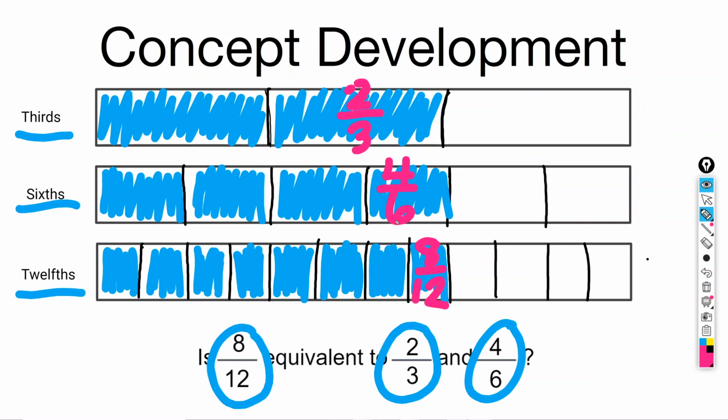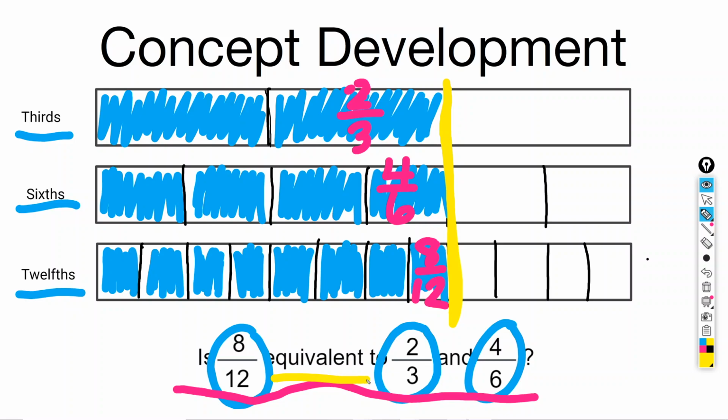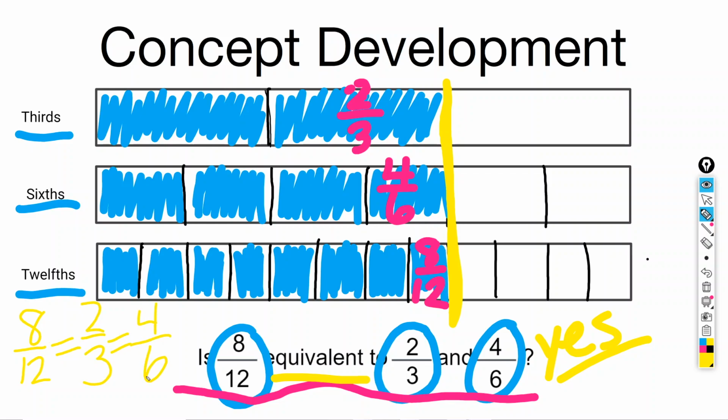So the question is, is 8/12 equivalent to 2/3 and 4/6? I've shaded and labeled all of them. And what you might notice is that all three of the shadings end in the same spot. So are they equivalent? Remember, equivalent means the same. So are those fraction strips all the same? Yes. They are all the same. They are equivalent. So the way that we would write that would be 8/12 equals 2/3 equals 4/6. They all equal the same thing.